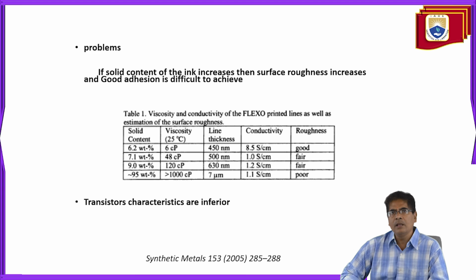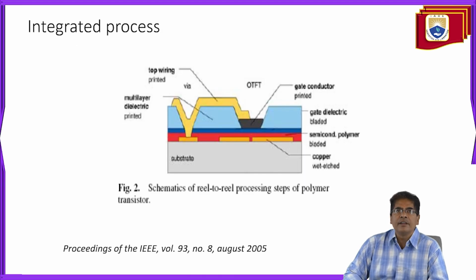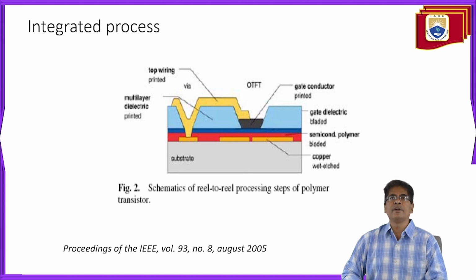So this table shows the viscosity and conductivity of the flexo printed lines, as well as the estimation of the surface roughness. We have a solid content of around 6.28%, viscosity measured at 25 degrees centigrade, line thickness of 450 nanometers, conductivity of 8.5 S per cm, and the surface roughness is good, but the transistor characteristics are inferior. If you see the integrated process, we have the top wiring printed on the reel-to-reel process steps of the polymer transistor.